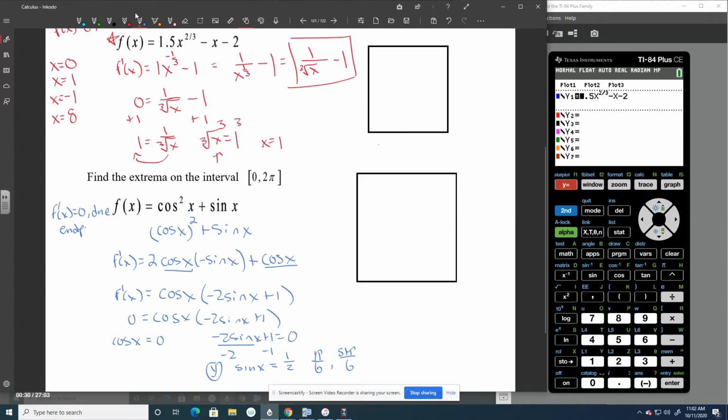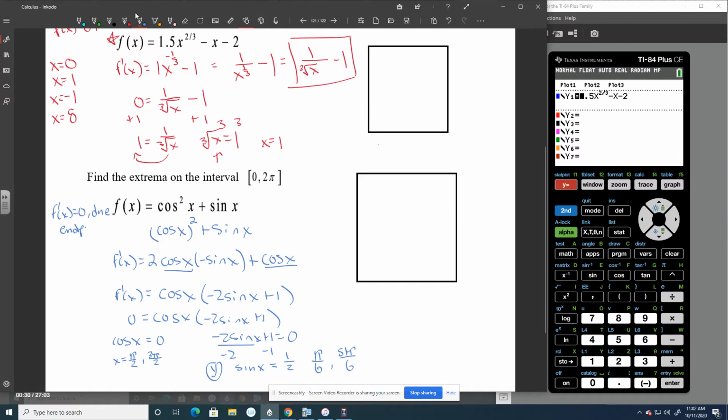To make cosine of x equal to 0, that's going to happen at pi halves. X is going to equal pi halves, and it's going to happen again at 3 pi halves, because it happens when we're straight up at 90 and straight down at 270. So pi halves and 3 pi halves. Those are the four that I'm going to check, as well as my endpoints.